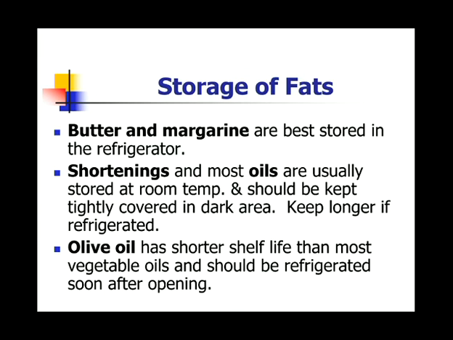Storage. Butter and margarine are best stored in the refrigerator. Of course, you know that, okay? Shortenings and most oils could be kept at room temperature, and they should be kept tightly covered. It's best for them not to be exposed to light too much. Light, as you know, makes a lot of chemical changes if you keep them for a long time. So if you keep them in the refrigerator, they taste a lot better. Basically, butter, margarine, and shortenings I put them all, and oil, if you could afford the space, put them in the refrigerator, it would be good.